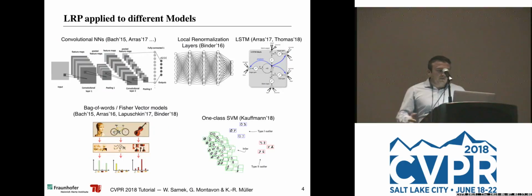And as Grégoire also told you, the LRP framework is applicable to different types of models. So not only convolutional neural networks, but also recently it has been extended to LSTMs. We can also interpret local renormalization layers in this deep Taylor framework. We have applied it to bag-of-words models, to Fisher vector classifiers, as more classical computer vision models, which have been around for some time, and also to one-class SVM. So I will also briefly mention that.